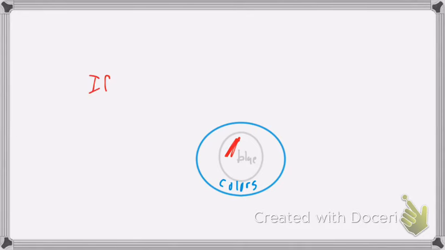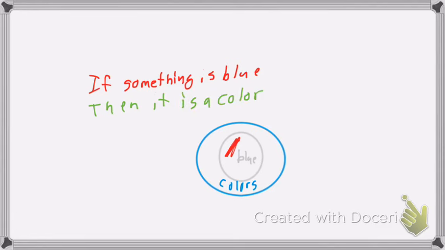So we'd say, if something, super specific here, is blue. Okay, so that's our hypothesis. And now we want to flip over and we want to go then. Nope. We want to switch back to green for our conclusion. Then it is a color. And that's it. If something is blue, then it is a color. 14, 15, again, if a number is a whole number, then it's an integer.